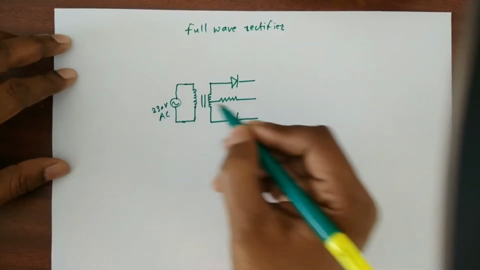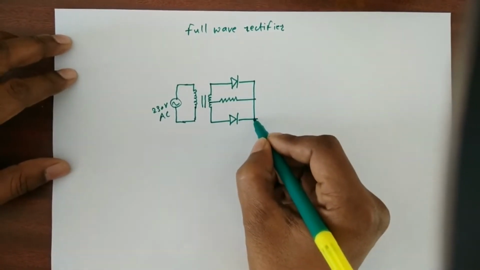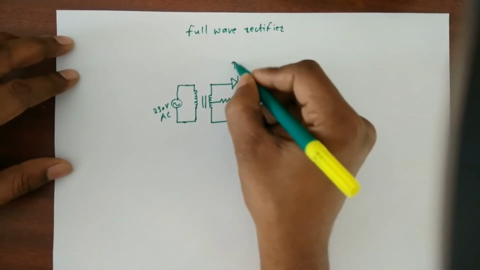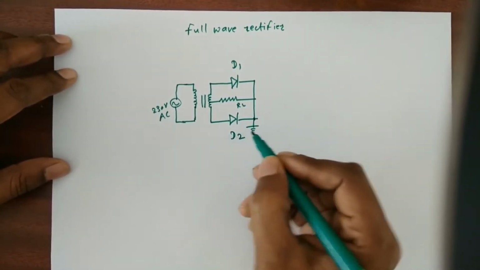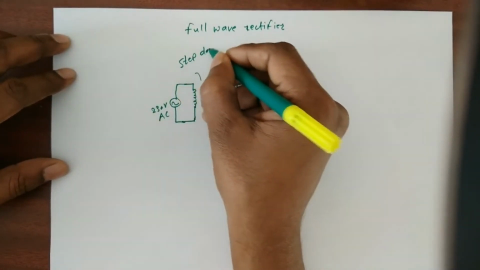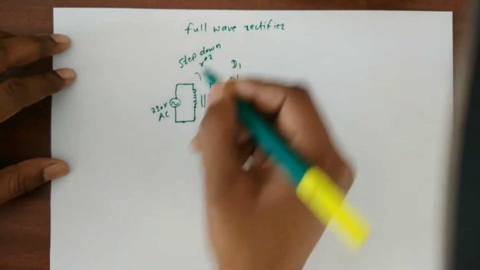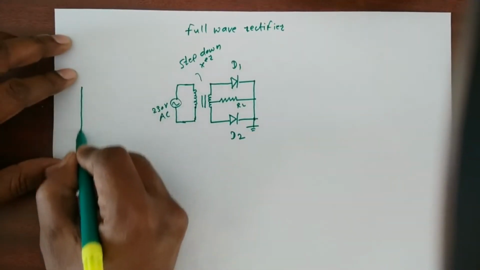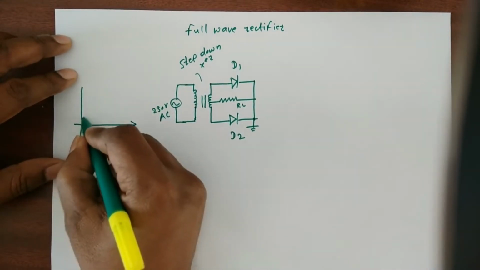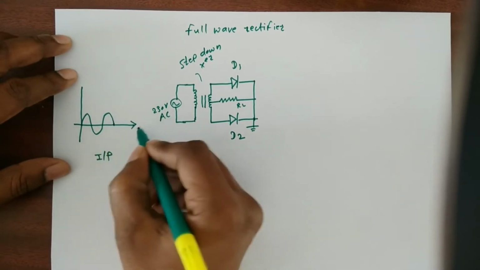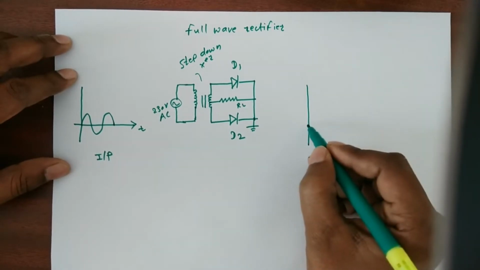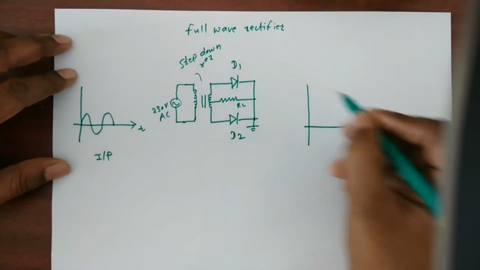The basic difference between full wave rectifier and half wave rectifier is the number of diodes and the center tap transformer required. The output of the rectifier.